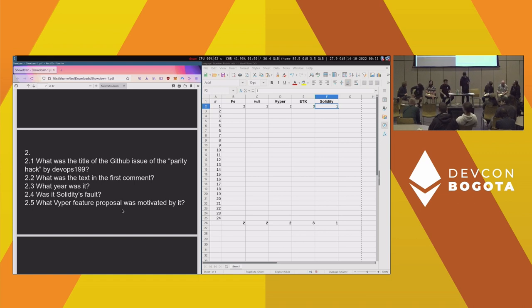Processing. How are you gonna answer that? Okay, this is gonna be good. The last one is, what Vyper feature proposal was motivated by it? You have 25 seconds. You have 15 seconds to open your Google browser and find the answers online. That's an option? No.